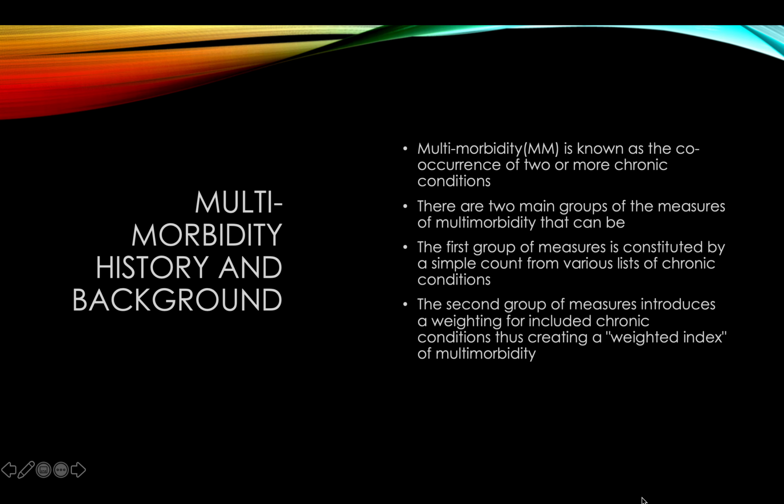As we can see, for the history and background, multi-morbidity is known as the co-occurrence of two or more chronic conditions. There are two main groups of the measures of multi-morbidity. The first group of measures is constituted by just a simple count from various lists of chronic conditions. The second group of measures introduces a weighting for included chronic conditions by creating a weighted index.